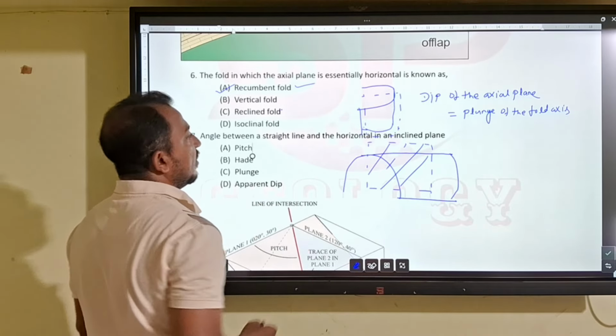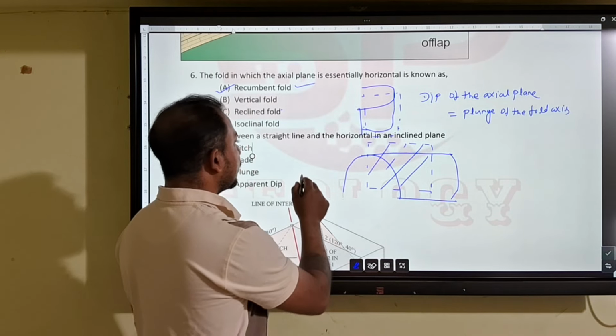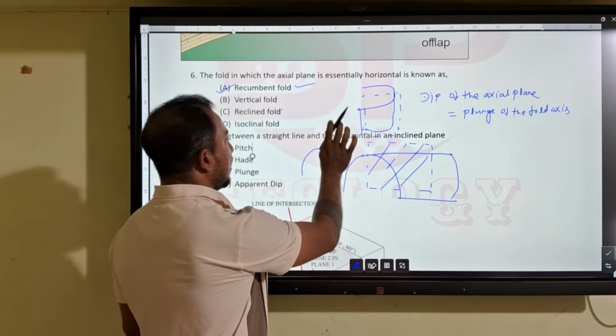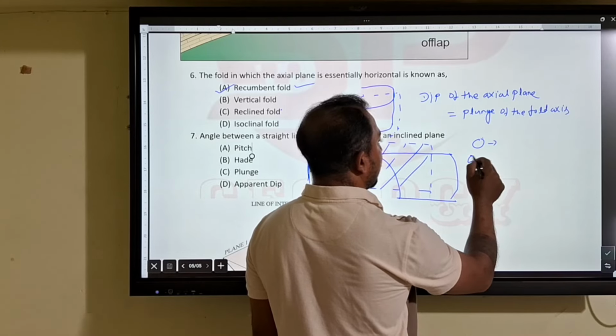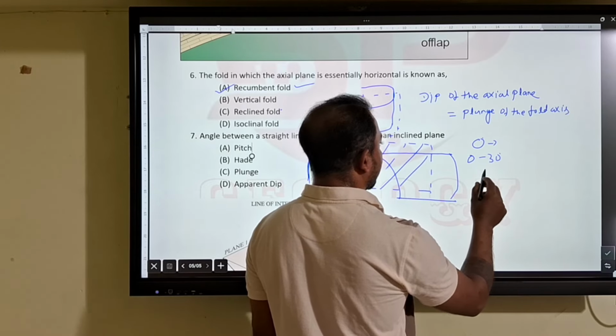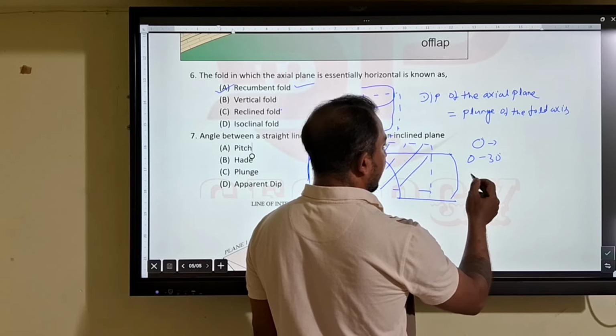Then isoclinal fold is a type of fold that depends upon the interlimb angle, where the interlimb angle is 0 degrees. So 0 degrees is isoclinal fold. 0 to 30 degrees is called tight fold. 30 to 70 is called close fold. 70 to 120 is called open fold. 120 to 180 is called gentle fold. So this classification is on the basis of interlimb angle.